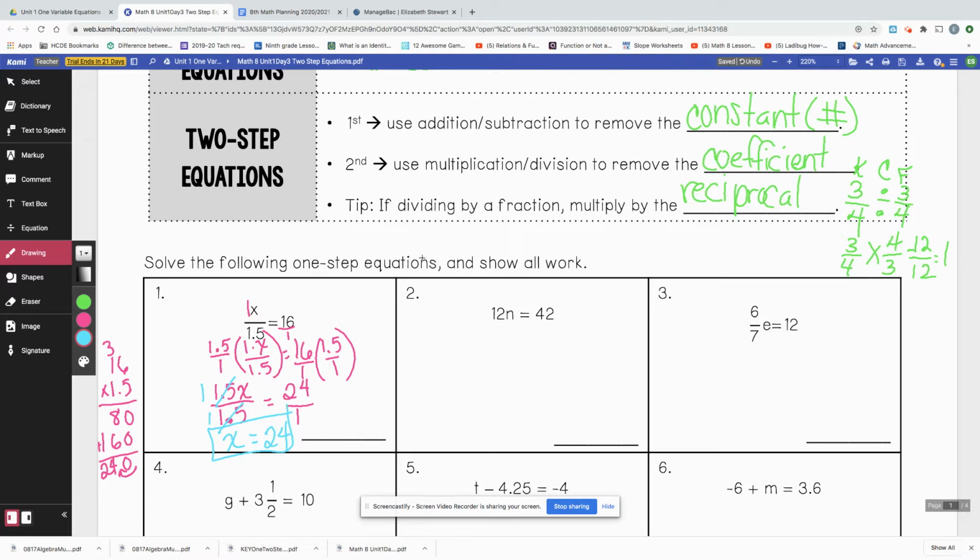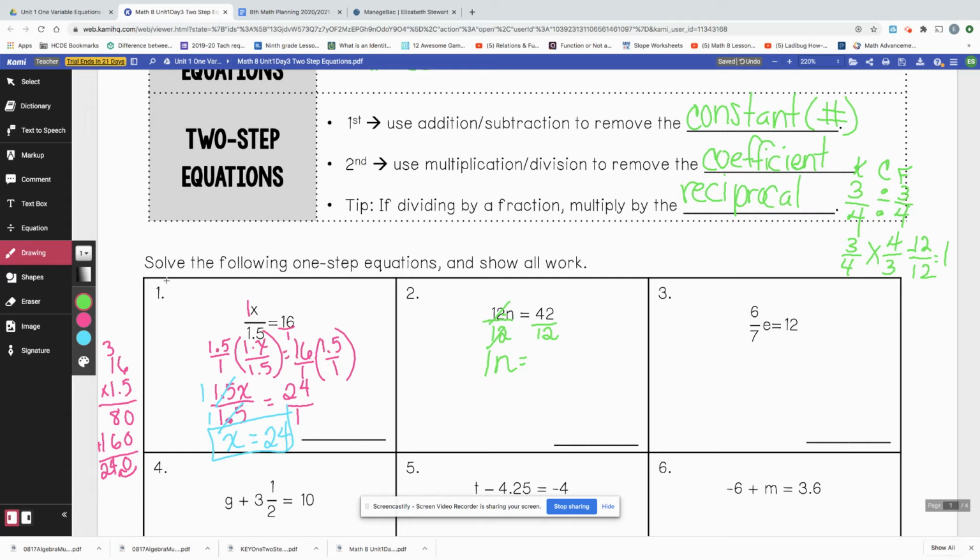Number 2, I have 12 times n equals 42. Well, this is multiplication. How do I reverse multiplication? I need to remove the coefficient. So to undo or to reverse multiplication, I divide. Divide both sides by 12. 12 divided by 12 is 1, or 1 times n. We don't always write that 1, but it is there.